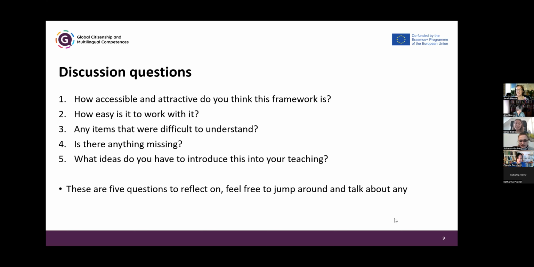Very good. That's very good to hear, because that's the point of this framework, to reflect on your own understanding, on your own values and attitudes, also knowledge and skills in regards to global citizenship and multilingualism as well. So that's good to hear.